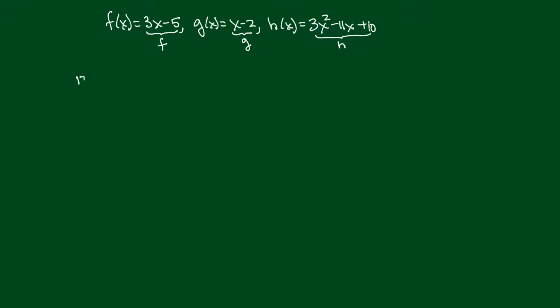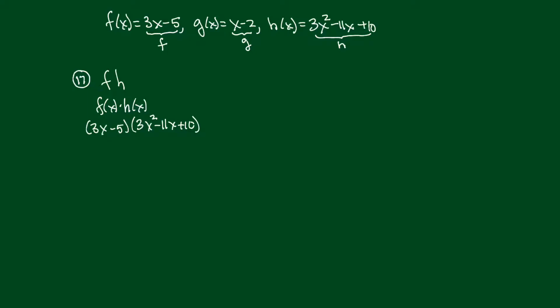Now, in problem number 17, what we want to do is compute fh. So here's the name of a new function. We can think of it as f of x times h of x, which would be this linear, 3x minus 5, times that quadratic, 3x squared minus 11x plus 10.